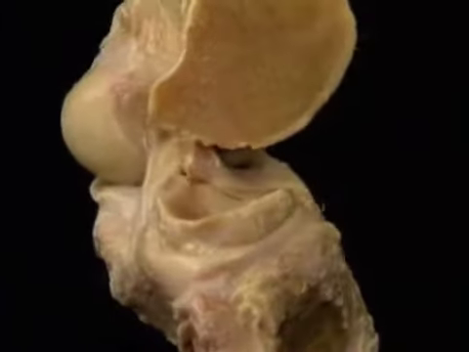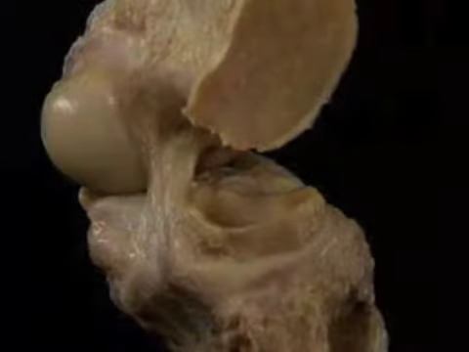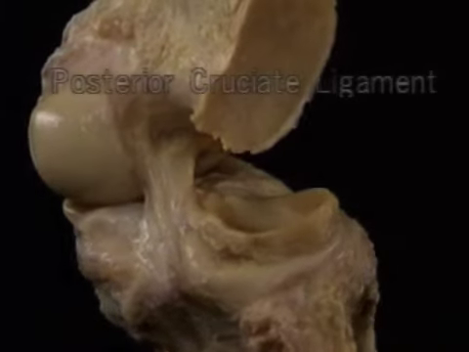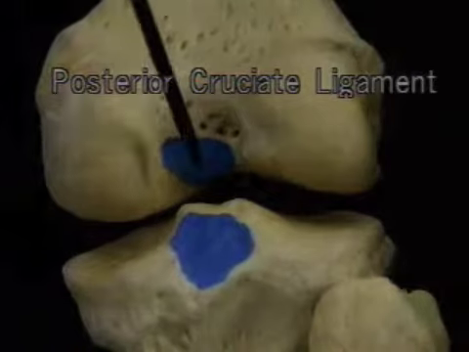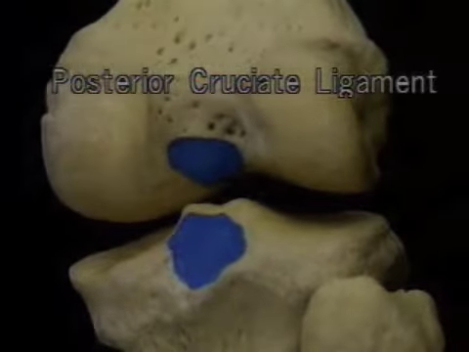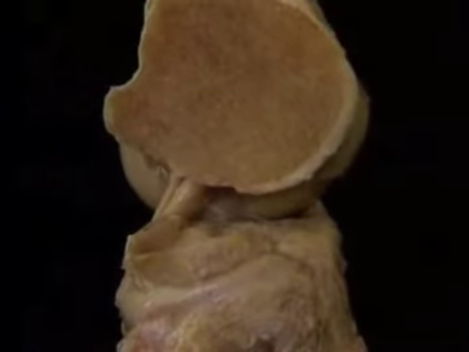Now we'll look at the posterior cruciate ligament. We'll remove the anterior cruciate ligament to see it better. The posterior cruciate ligament goes from here on the femur to here on the back of the tibia. The posterior cruciate ligament stops the femur from moving forward on the tibia.